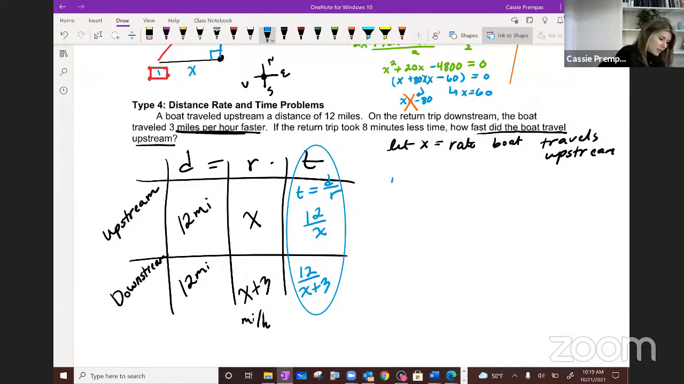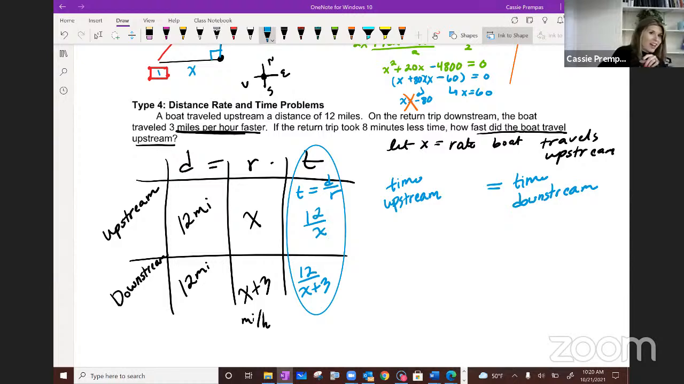Actually, you might want to pause the video and try to think it through for yourself, but I'll go ahead and keep just explaining. The time upstream is longer. So if I want to equate it, make it equal to the time downstream, I have to accommodate for the fact that downstream took 8 less minutes.